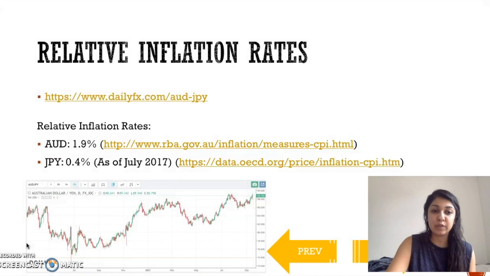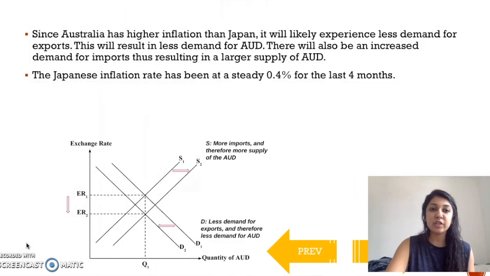So the first indicator that we're going to talk about is relative inflation rates. As you can see, Australia's is 1.9% and Japan's is 0.4% as of July 2017. Just below, there's a graph indicating the trends over the last couple of months. Since Australia does have a higher inflation rate than Japan, it will experience less demand for exports. This will result in less demand for AUD altogether. There will also be an increased demand for imports, which will result in a larger supply of AUD, as you can see in the graph when the supply curve shifts to the right.